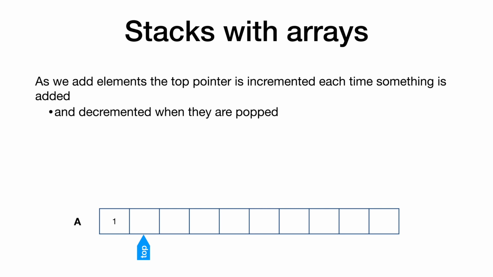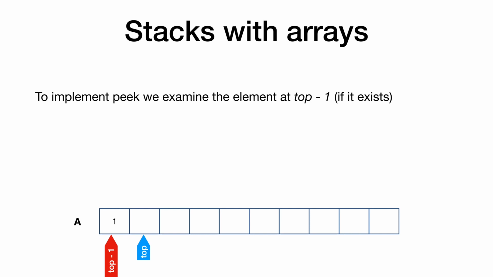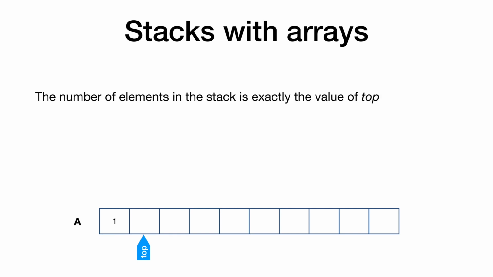For instance, if we want to implement peek, peek is just the element that's at top minus 1, if it exists. So if top is 0, it doesn't exist. We can't run peek, as we saw in our example before. Peek is going to fail, so we would have to do something about that. So we would need to check that top minus 1 is still greater than or equal to 0. But in this case, top is 1, and top minus 1 points to this element here. Additionally, the way that we're storing this, the number of elements in the stack is exactly equal to the value of top. So the value of top here is 1, and there's 1 element in the stack.